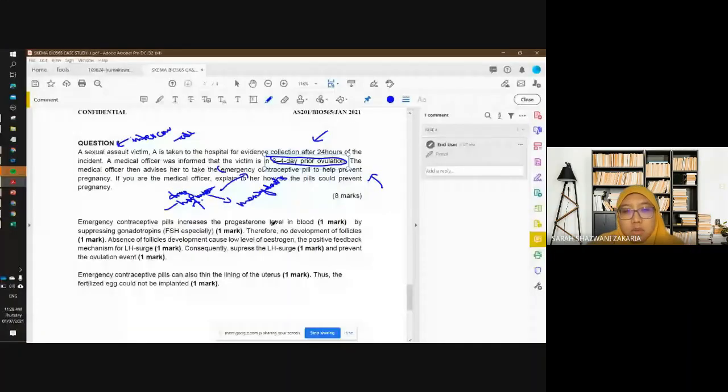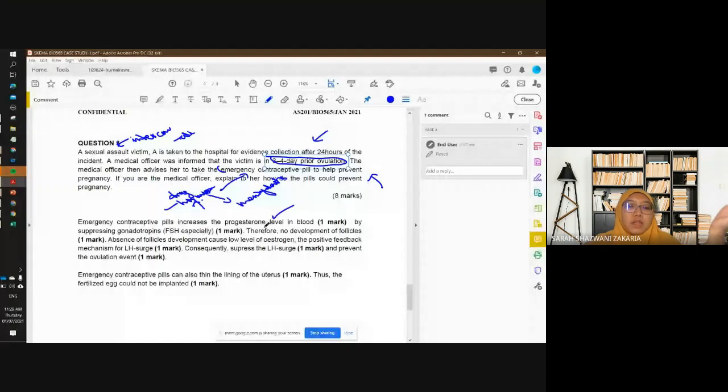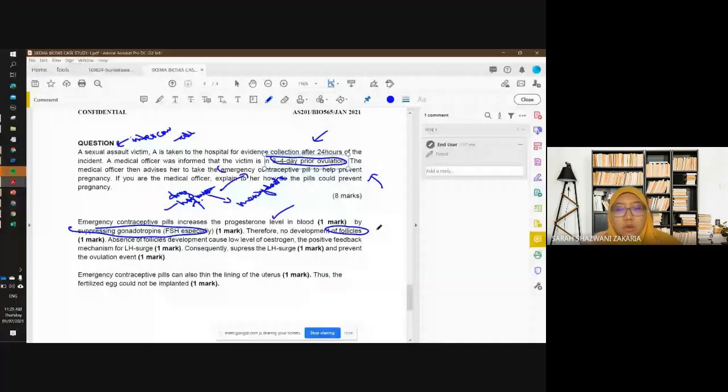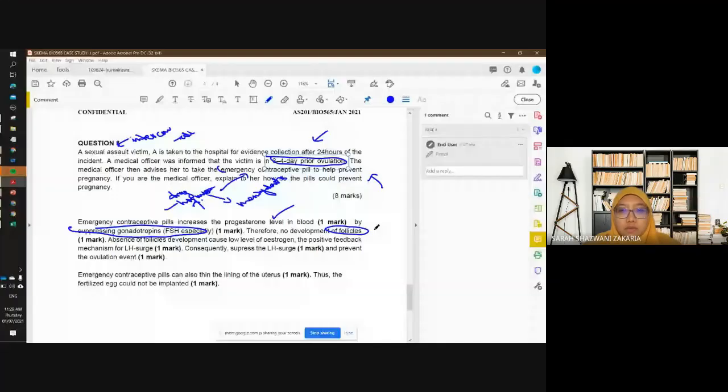So just now we know that these pills contain progesterone. When this sexual assault victim took these pills with high progesterone, it will give a negative effect to the anterior pituitary and also the hypothalamus. Therefore, it will automatically suppress the FSH. So the follicles undergoing development will suddenly have no signal to develop more. Therefore, no Graafian follicle.